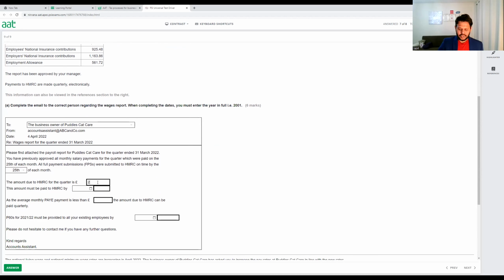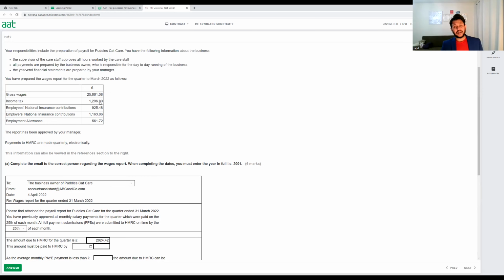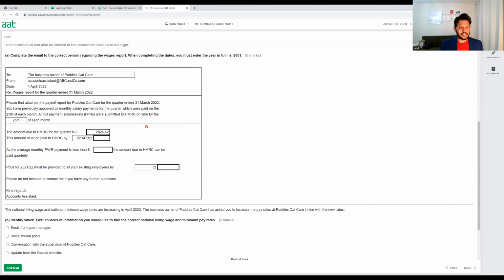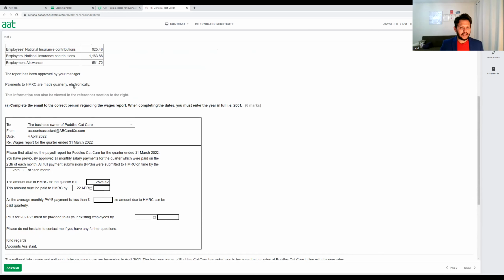28.24.42. This is the amount we need to pay to HMRC. How do we get this one? We add the income tax, the employee national insurance and the employer national insurance, and we minus the employment allowance. The amount must be paid to HMRC by the 22nd. Always remember 22nd. We pay electronically, so that means 22nd of April. 22nd, because the question said we paid electronically.